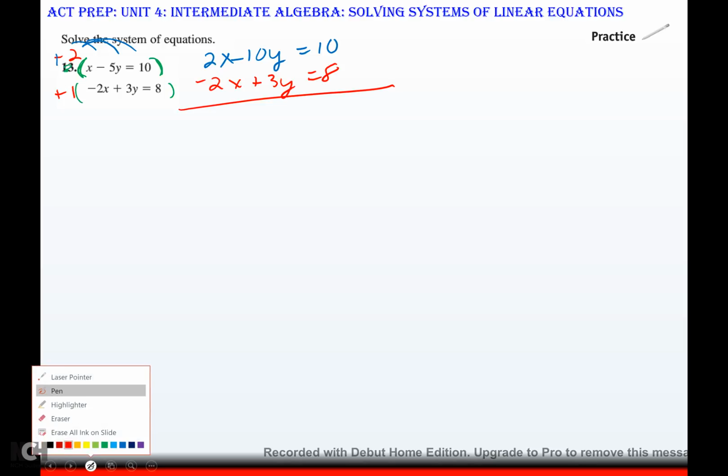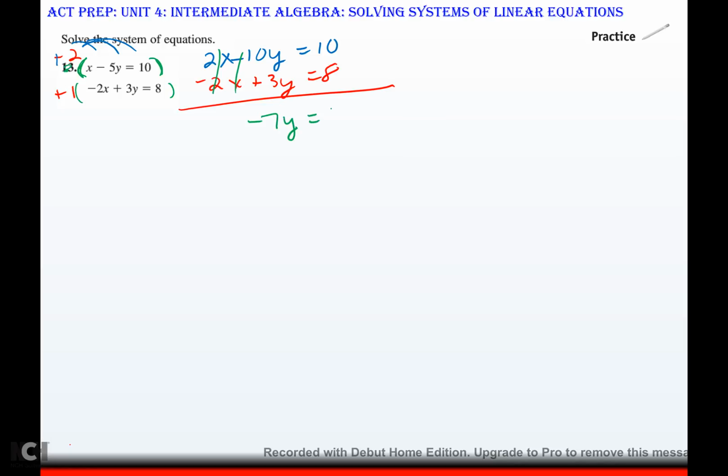Now, when I combine like terms, the x's cancel. I have negative 10y plus 3y is negative 7y. And 10 plus 8 is 18. Nope, that should have been 20 because I forgot to distribute. Yeah, the biggest mistake people make is they don't distribute all the way across the equal sign, just like I just forgot to. And the only reason I caught it is because I have my paper in front of me so I won't screw up. Alright, so now I'm going to divide by negative 7, which gives me y equals negative 4.